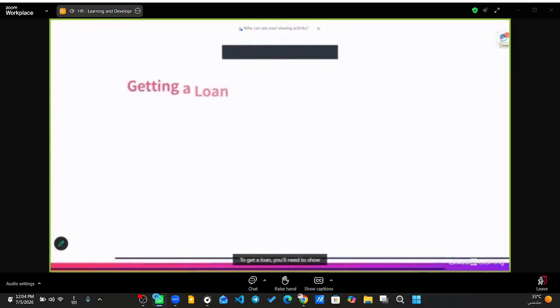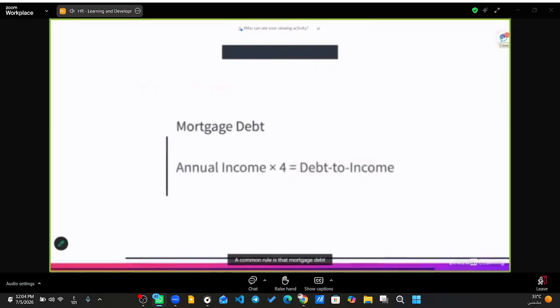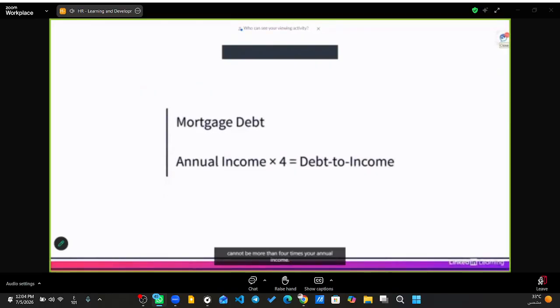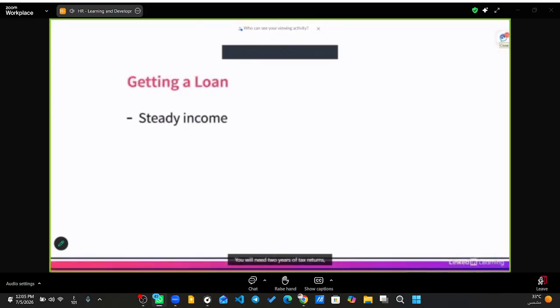To get a loan, you'll need to show that you have a steady income, which will let you support the debt you're taking on. A common rule is that mortgage debt cannot be more than 4 times your annual income. So if you make $50,000, for example, you could borrow $200,000 from a bank. 4 times 50,000 equals $200,000. You will need 2 years of tax returns plus 2 recent pay stubs from your employer to demonstrate your income.